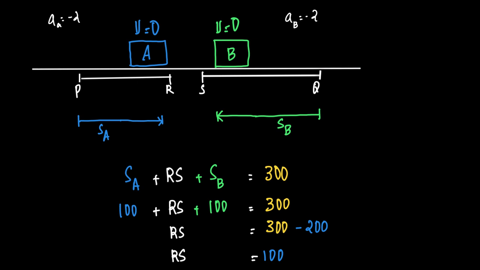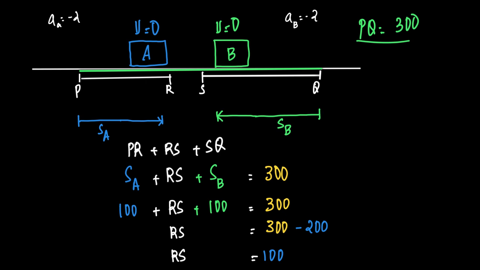Now the initial distance between these two, which marks this distance, PQ, is, right? The initial distance PQ is equal to 300. Now geometrically, PQ can be written as PR plus RS plus SQ. So PQ is equal to 300 can be expanded as PR plus RS plus SQ, which is equal to 300, right?